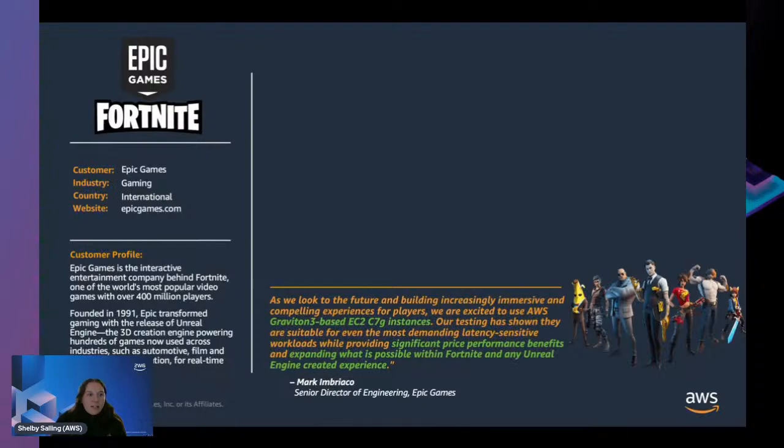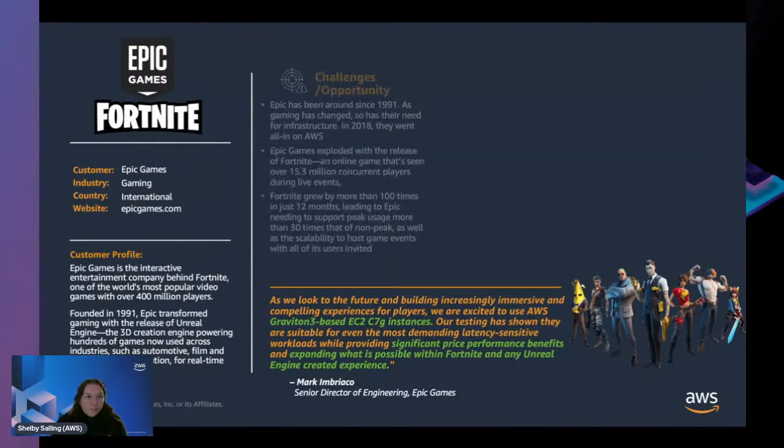So founded in 1991, they really transformed gaming with the release of their Unreal Engine. So they have Fortnite, which is one of the largest online multiplayer games, if not the largest. But their Unreal Engine is a 3D creation engine powering hundreds of games and game development now used across industries such as automotive, film, television, and simulation. So it's game development, it's film creation, etc. So a lot of really cool work that they're doing that is powered by Graviton processors.